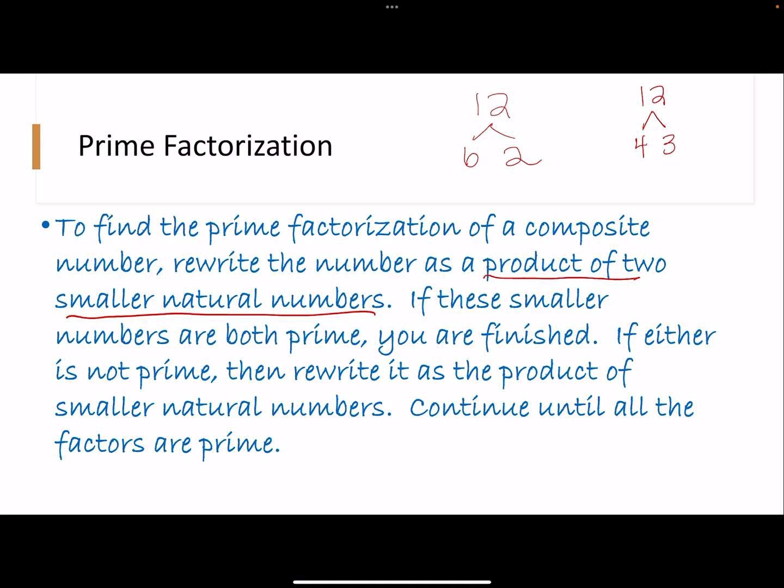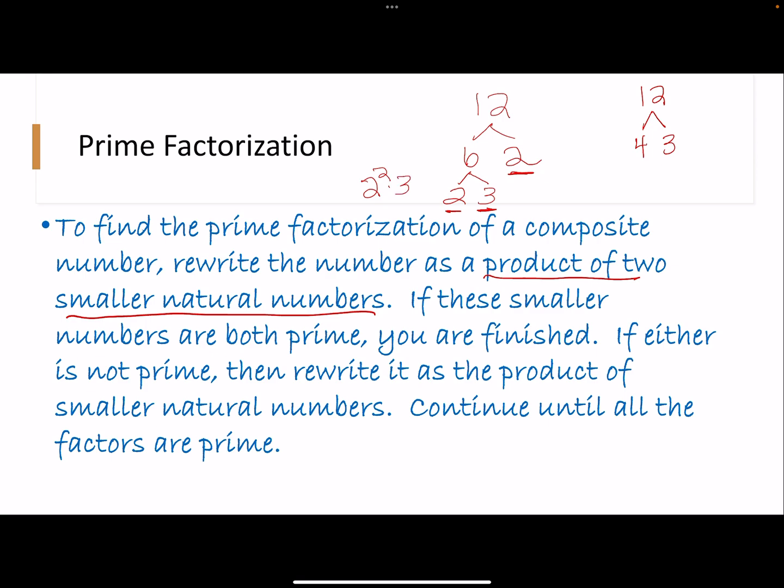So if I look at the way that I have broken 12 down into two numbers, 6 times 2, I look at the number 6. 6 is not a prime number, so I'm going to keep going. 6 breaks down into 2 times 3. Both 2 and 3 are prime numbers, so I stop. I look at the other leg, and I have a 2. It is prime, so I stop. So the prime factorization of 12 is 2 squared times 3.